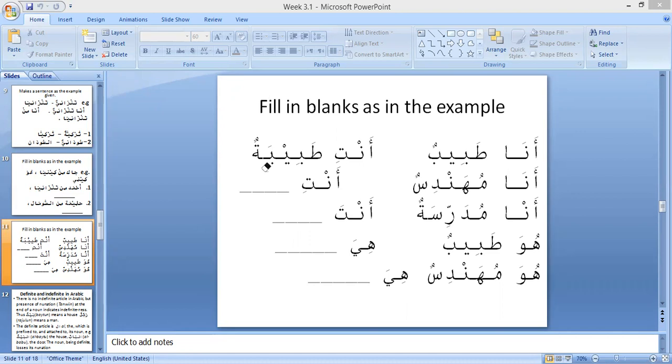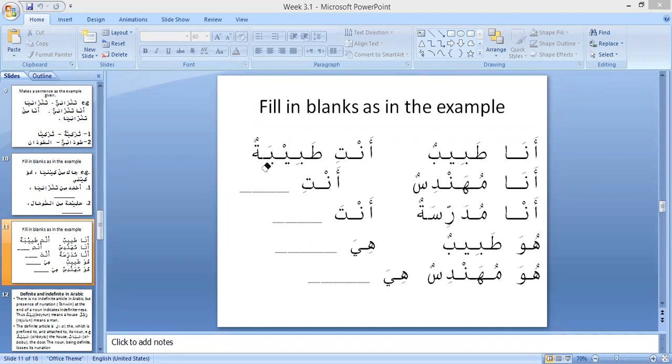Are we together? So now you can get the difference between a singular male and a singular female, right? And of course the pronouns. The pronouns go with the gender. Good. Now let's see some other professions.